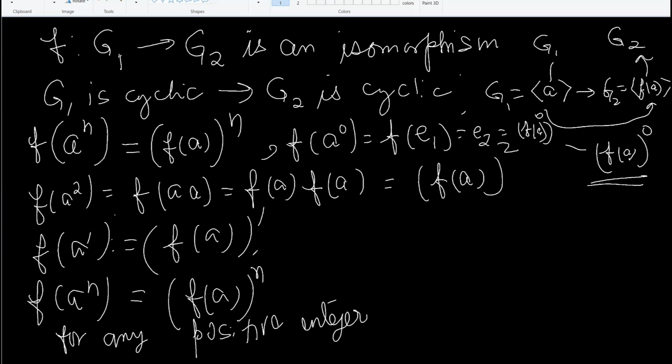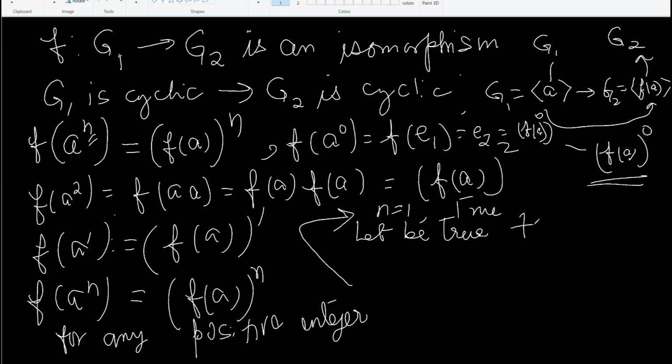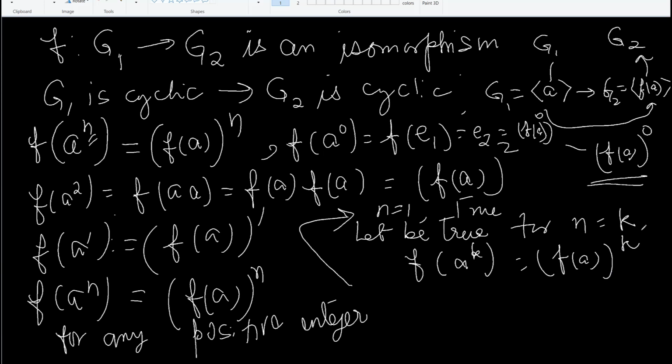Okay, so notice this here. We know that it is true for n equals 1. And remember this, we are not restricted to positive integers here, but we will take up negative integers in a moment. So for n equals 1, we saw that it is true. Now let it be true for n equals k. That means f(a^k) would be the kth power of f(a), right?